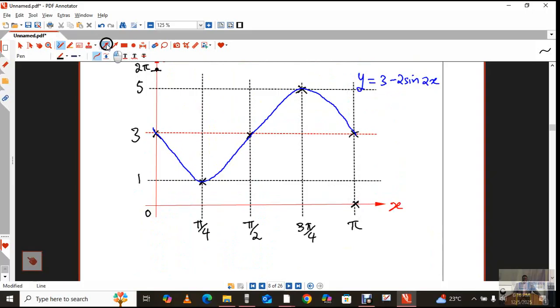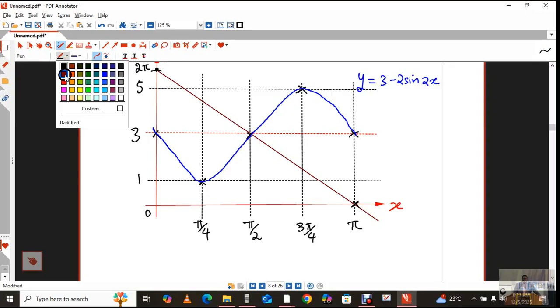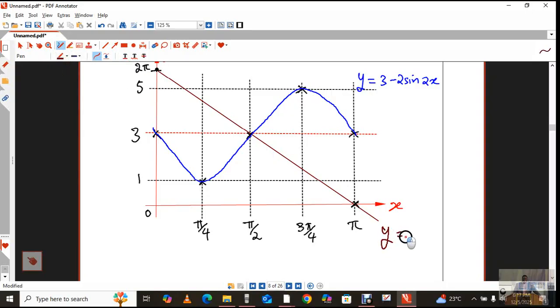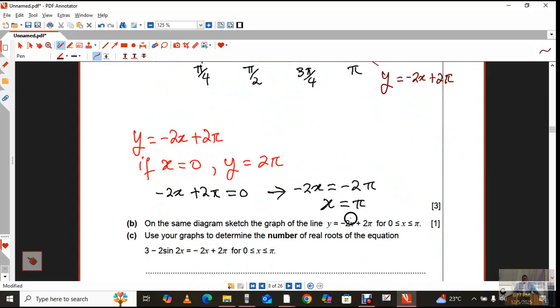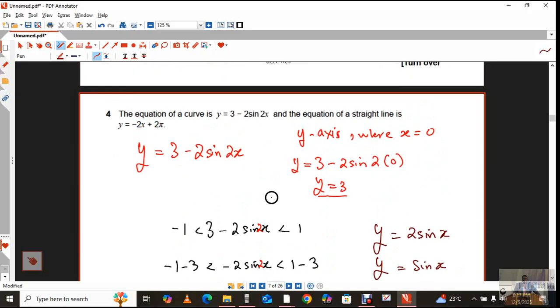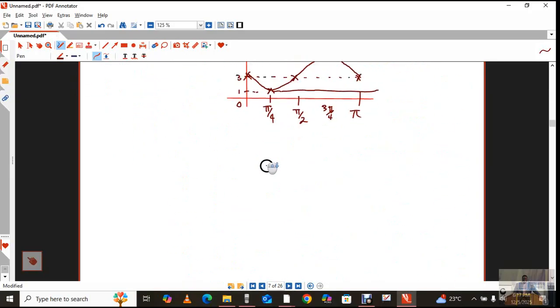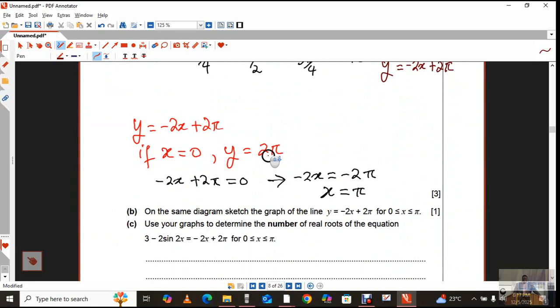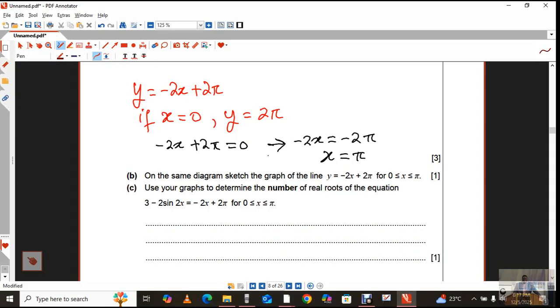My graph is not to scale, but it's going to go something like so. There's that line, because I said on the same diagram. So I can actually go ahead and say this is y equals minus 2x plus 2 pi. Not so bad at all. There are just a few things that you need to be able to take care of whenever you are sketching sine graphs and so on. I spent a bit of time there just to clean that up, but at this level, we expect you to be able to do that.